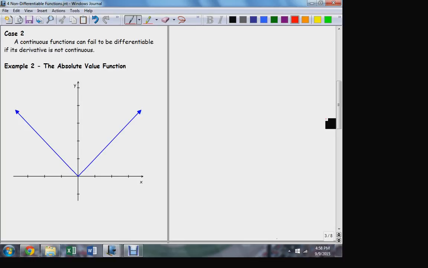The absolute value function. We've already talked about this function. Is this function differentiable? Or sorry, where does it fail to be differentiable? Right. Where does this function fail to be differentiable? Okay, so let's see. How do we want to look at this? Let's do the interpretation this way.